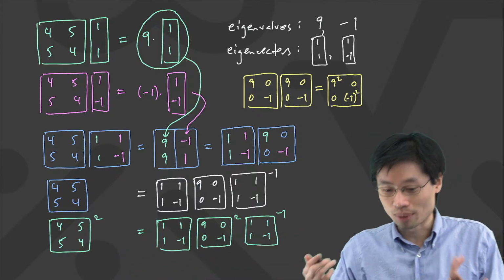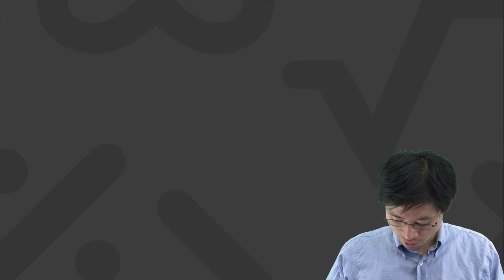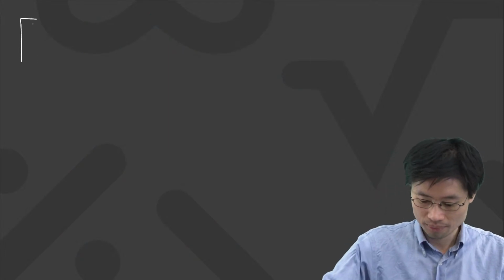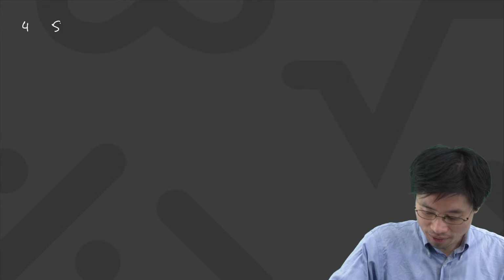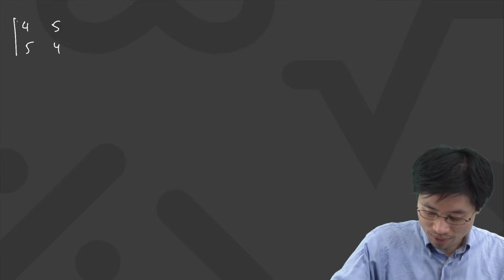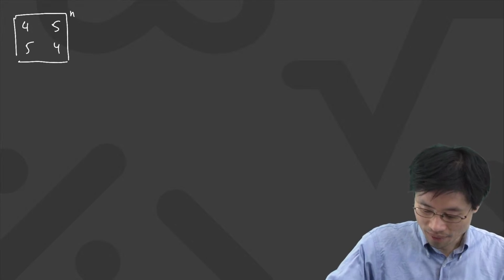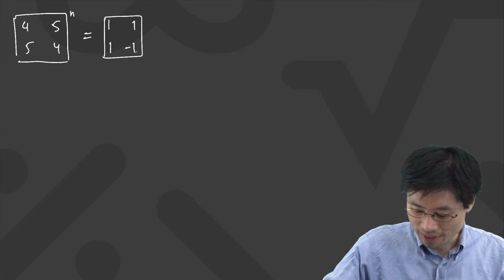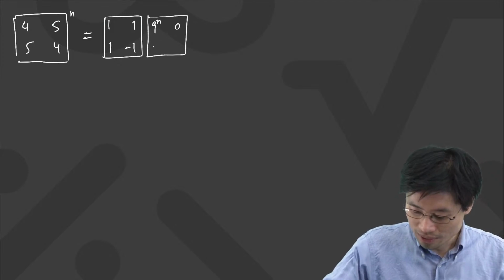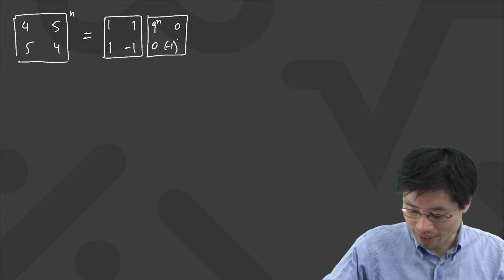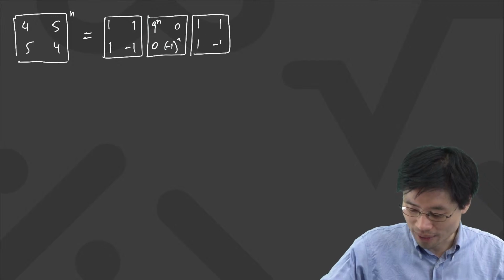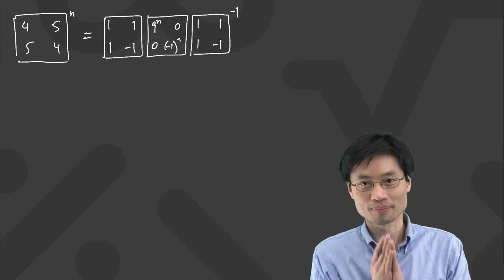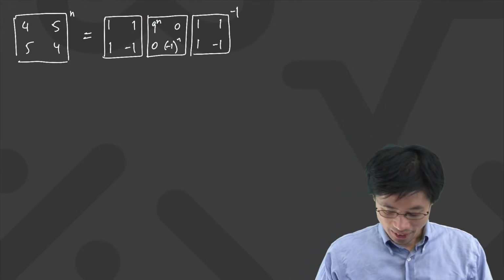So now I'm going to write down what I know, this 4554 to the power n is equal to, we've got 1, 1, 1, negative 1 times 9 to the power n, 0, 0, negative 1 to the power n, times the inverse of 1, 1, 1, negative 1. Okay, I know that. And I also know something else.